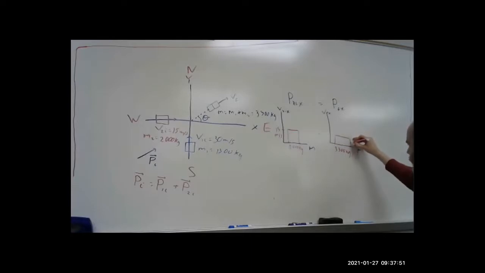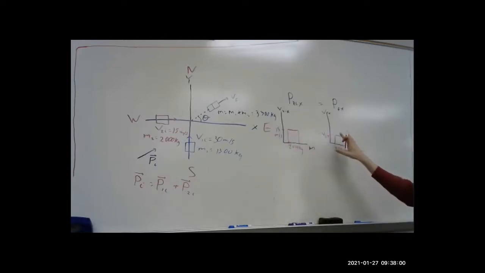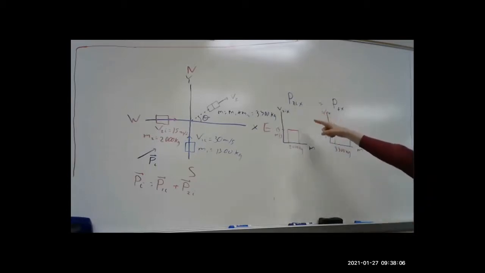So maybe it's like that. And this is V final X, and it's less than 15. So this area equals this area. So now let's solve the problem. We have this, P2 initial X equals P final X.